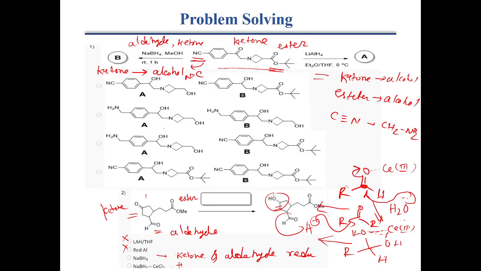So this gem diol hydrate form, which is stabilized by the cerium chloride complex, remains in this form. Or if we release it, one molecule of water will be released and it will form the aldehyde again. So it is a reversible reaction. That's why the aldehyde remains an aldehyde, not reduced. This is the reason. So the correct answer is the sodium borohydride, cerium chloride combination.